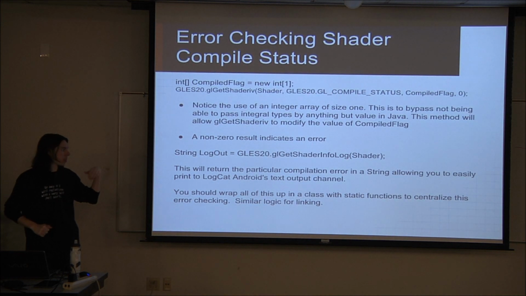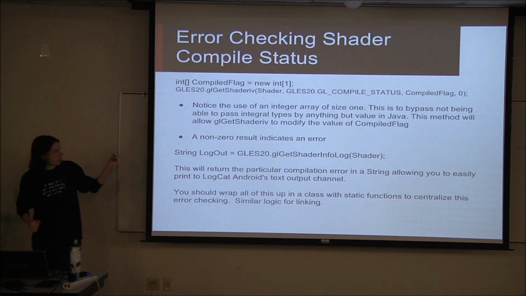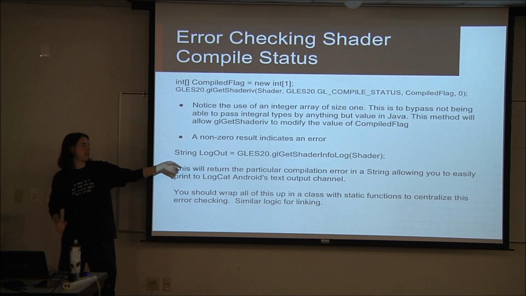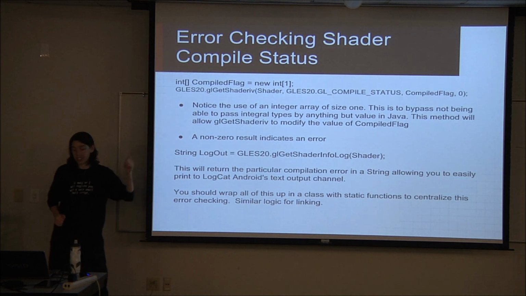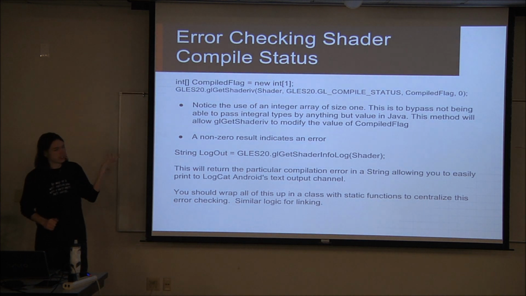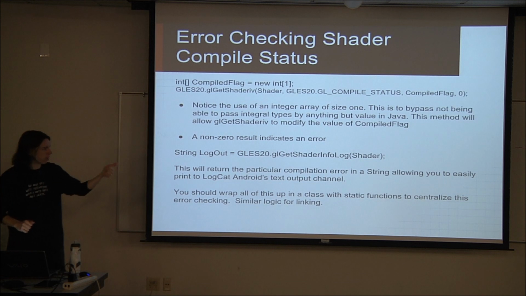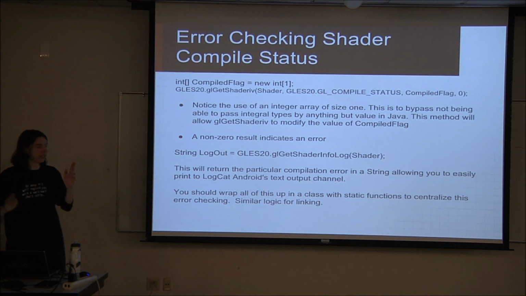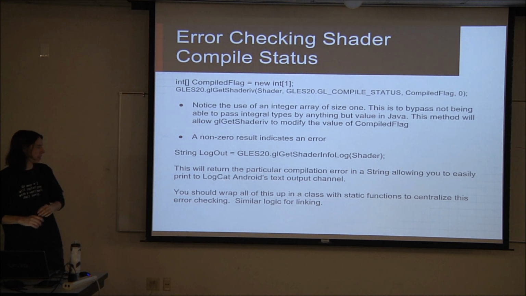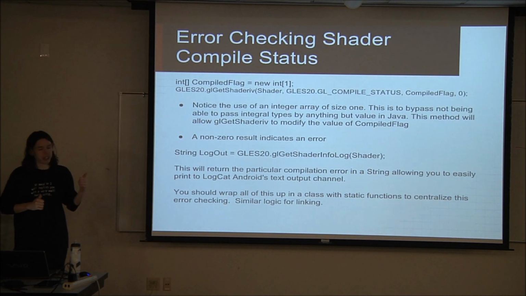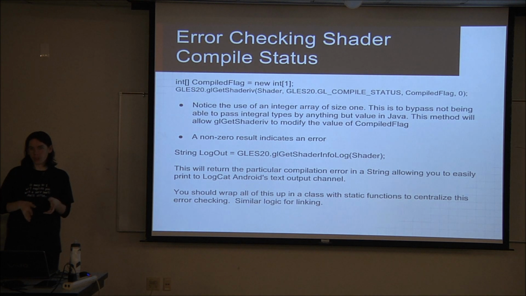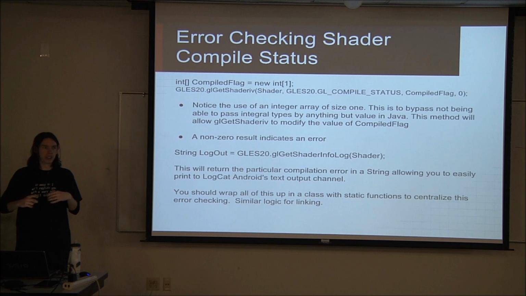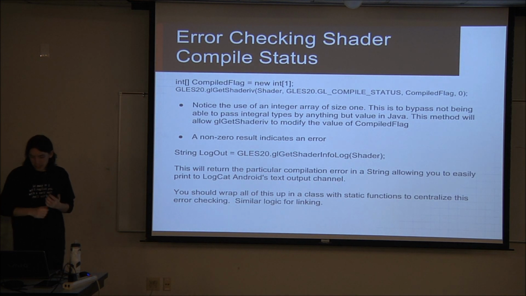So a non-zero result indicates an error, at which point we can then make a string to get shader info log and just give it the shader. That works a bit nicer than on desktop GL, as it's just one parameter and one output. It's like, hey, give me a string. Okay, there's no allocation of functionness there. You just get back the information. This allows you to print to logcat, which is the equivalent of the console or output window on Windows applications. This is a little window inside the bottom of the Eclipse IDE. That's nice.